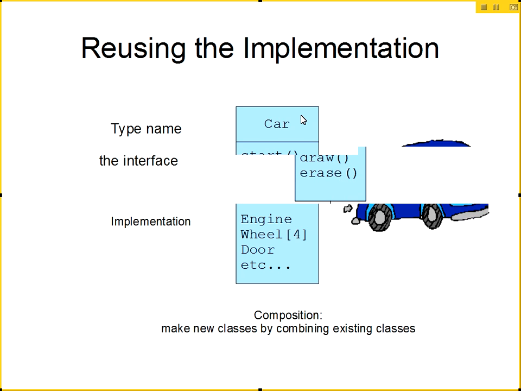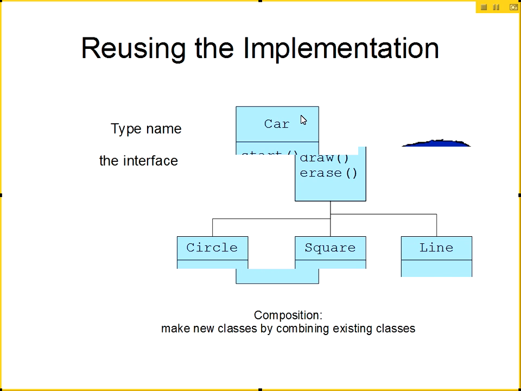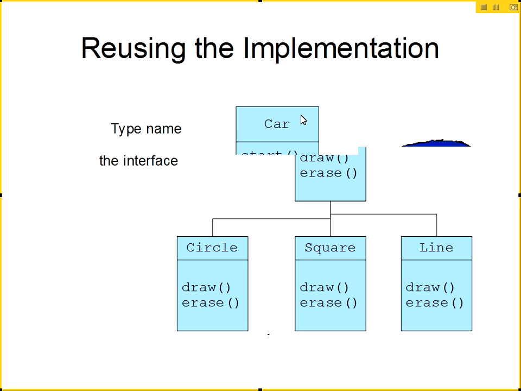This is our classic shapes example for object-oriented programming. We define a base class called shape and define the interface of that data type to have a draw and an erase method. So that's the interface. We can say every object that is a shape will have a draw and erase method on it. Our circle is going to support draw and erase, our square object is going to support draw and erase, and so is our line object.